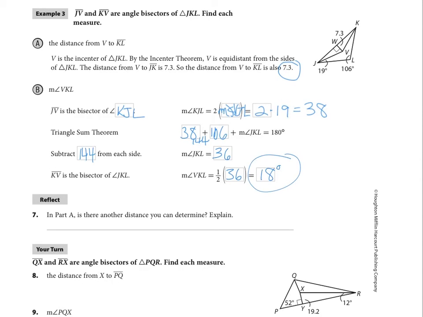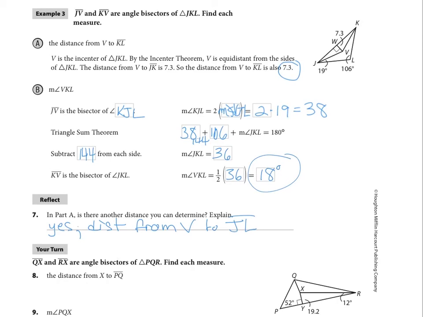Question, reflect number 7 says, in part A, is there another distance that you can determine? And remember, we said we knew all the distances to the sides are equivalent. So the answer is yes, of course there is. And that distance would be the distance from our in-center V out to side JL. That would be another distance that we could determine.